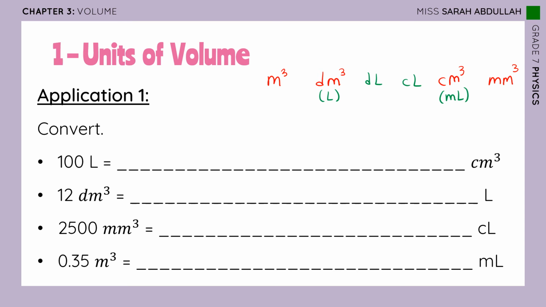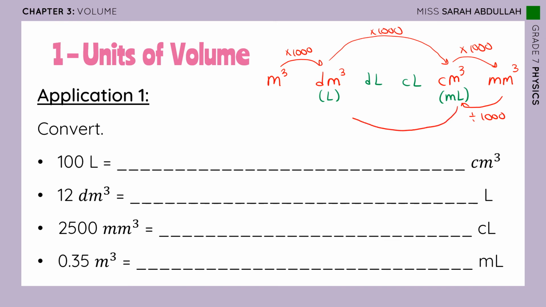Okay, so now going from meter cube to decimeter cube, I multiply by 1,000. Now going from decimeter cube to centimeter cube, I multiply by 1,000. And then from centi to millimeter cube, I multiply by 1,000. Okay, and the other way the same. We divide by 1,000, and then we go a big arrow. We divide by 1,000, and then here we divide by 1,000.